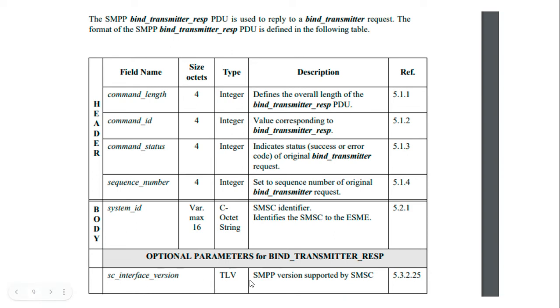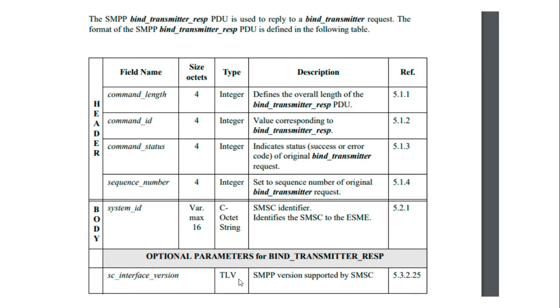tag length value parameter you will get, which is the interface version. This you will get as a tag, length and parameter. So this is an optional value. You may receive it, or you may not receive this in the response.